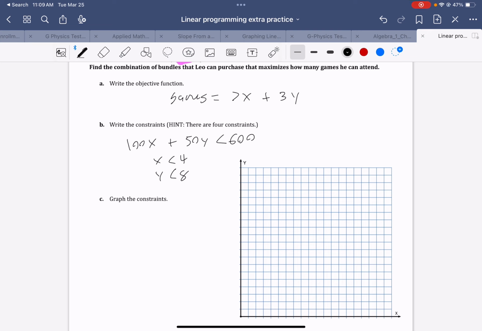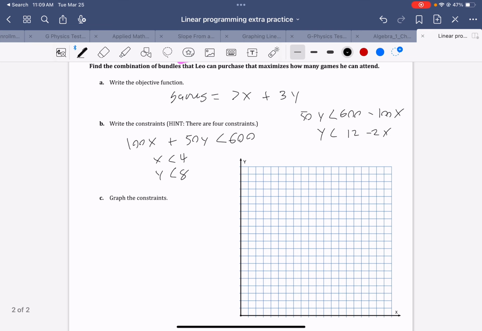We're going to move the 100x to the other side. 50y is less than 600 minus 100x, divide everything by 50. Y is less than 600 divided by 50, which is 12, and then 100 divided by 50 is just 2, minus 2x. So we have 12, we have 8, and we have 4, so we can go by ones again. 2, 4, 6, 8, 10, 12, 14, 16, 18, etc.